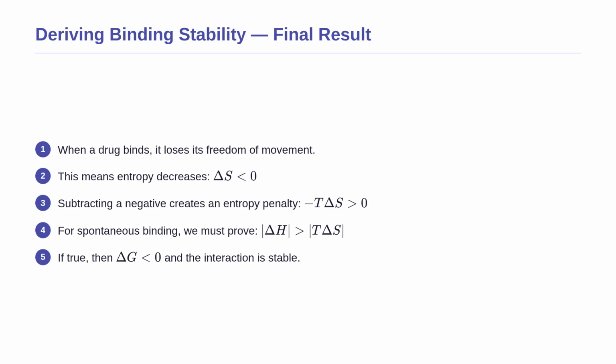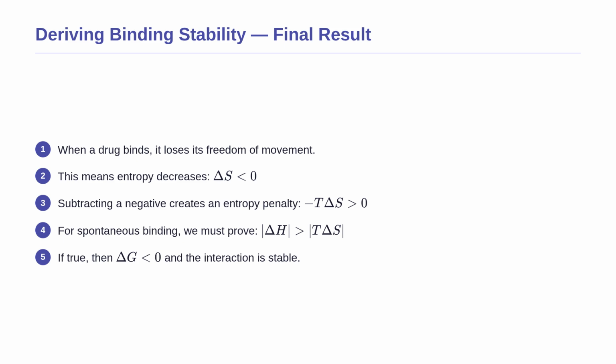Continuing our derivation, we must also consider the entropy, or disorder, of the system. When a free-floating drug gets stuck in a protein pocket, it loses its freedom of movement. This means the change in entropy, delta S, is usually negative. Subtracting a negative entropy term actually adds positive energy back into the system, which fights against binding.